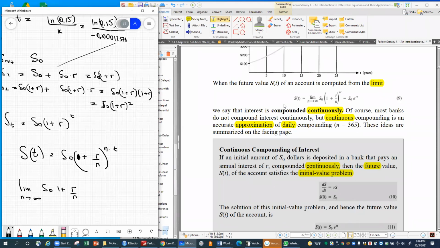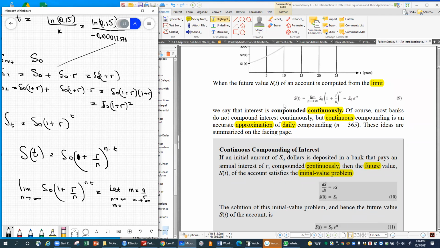So let's work this out, okay? There is a trick actually often used to do this. Let m be equal to n over r, and r is a fixed rate of compounding. So if n goes to infinity, m will go to infinity as well, right?